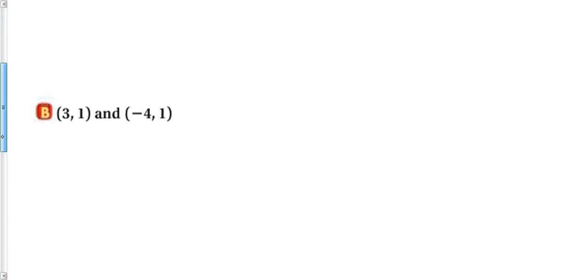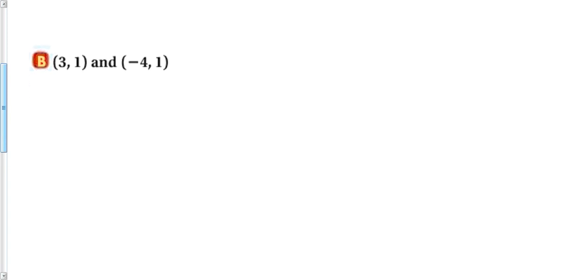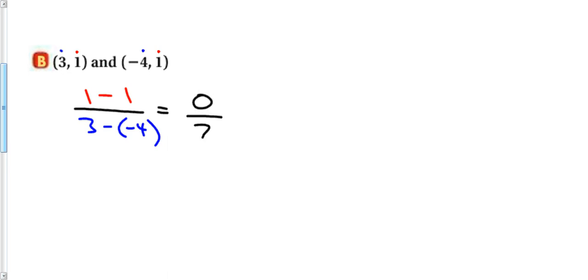Let's take a look at another one. Okay, so in this case, let's start with y2 minus y1. 1 minus 1 over, and let's start with 3 minus negative 4. In this case, it doesn't matter for the y's because both y's are 1. So when we plug these in, we get 0 over 7. When I take 0 divided by anything, my slope here is 0. Okay? That is an acceptable slope. It's okay to get a slope of 0.